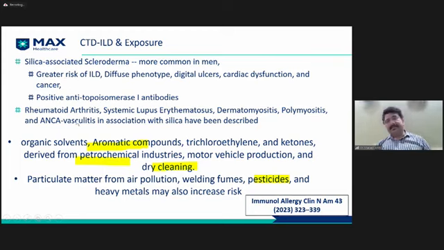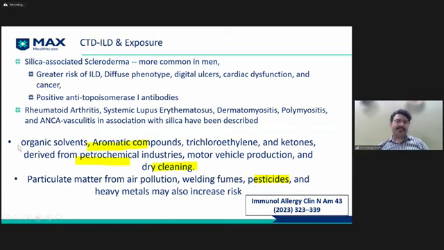Other than this, other connective tissue disorders seen with silica exposure are rheumatoid arthritis, SLE, dermatomyositis, polymyositis or ANCA associated vasculitis, and this association with silica has been established. This was published in Clinics in North America in 2023.